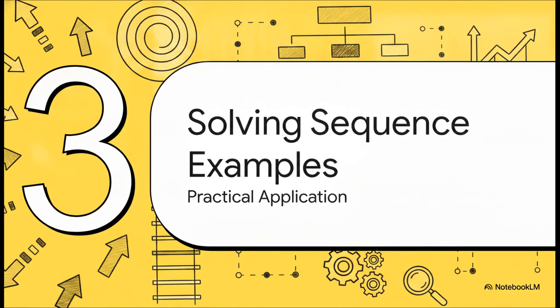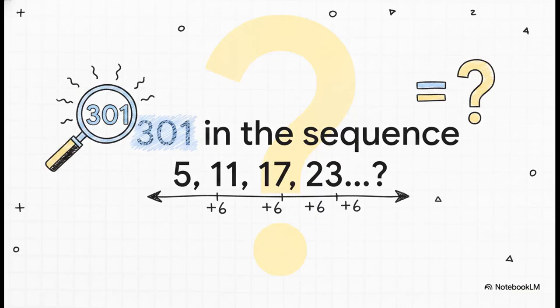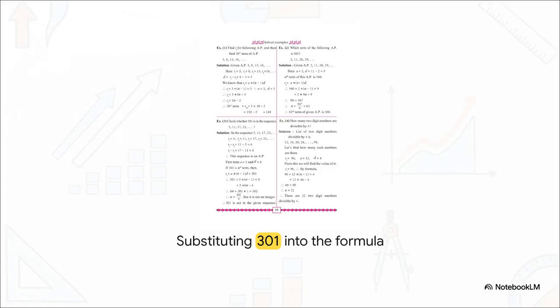Solving sequence examples. Now that we have our mathematical tool clearly defined, let's test it out on a standard sequence problem to see how it functions in practice. Consider this sequence. The first term is 5, the second is 11, the third is 17. The common difference here is clearly 6. Now, here is an interesting question. How do we mathematically prove if the number 301 belongs anywhere in this specific sequence? We approach this logically by assuming 301 is indeed the nth term. So, we substitute 301 for T sub n, we substitute 5 for our first term A, and 6 for our common difference D directly into our newly learned formula.